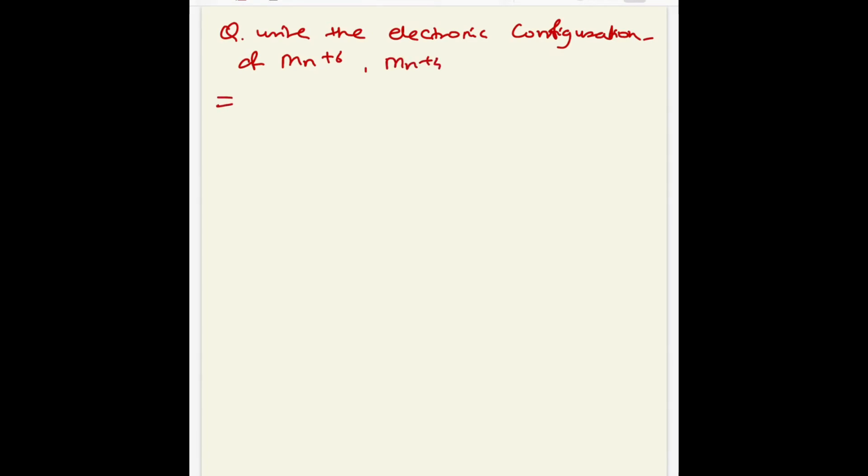So the question asks, write the electronic configuration of Mn plus 6 or Mn plus 4. So how to solve this question? The element is manganese.